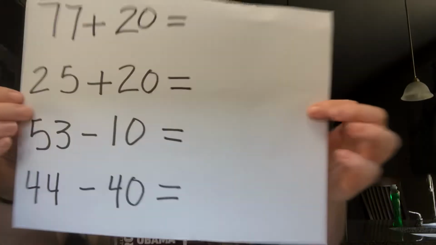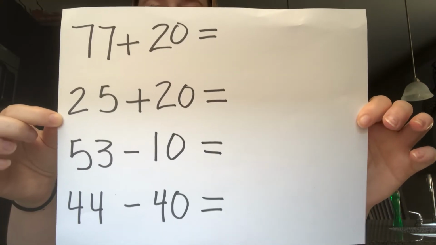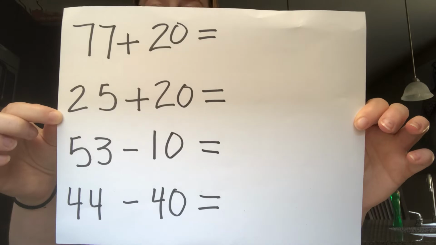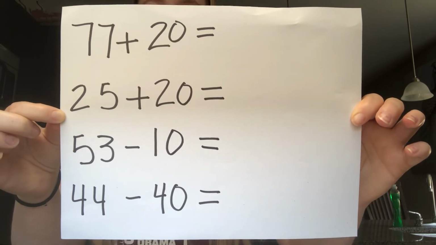Now your independent practice or your independent work for today is going to be 4 equations using the number line strategy. All right, and here are your 4 equations. So go ahead and pause this, write these equations down because this is what you'll be working on independently today.